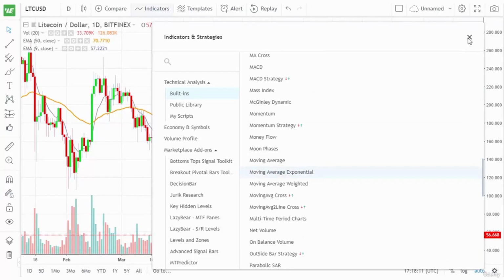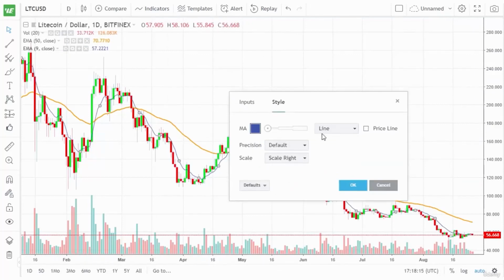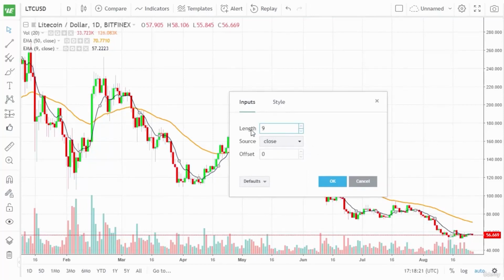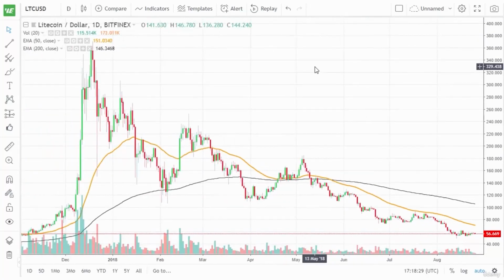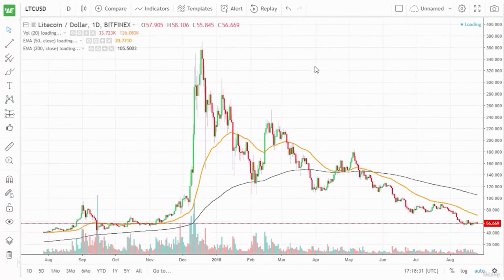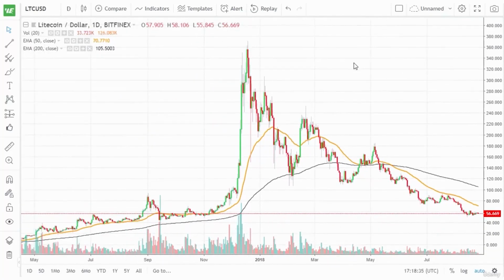Something called a death cross. And a death cross, I'll go ahead and make this black. A death cross is typically referred to as the 50-day and 200-day moving averages crossing to the downside. A golden cross would be the other direction, crossing to the upside.